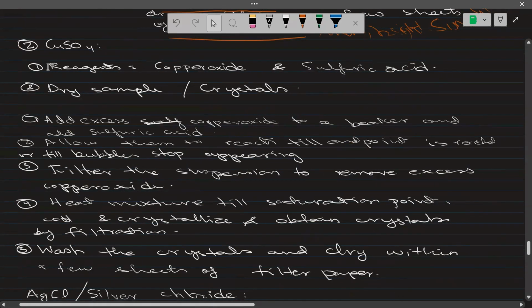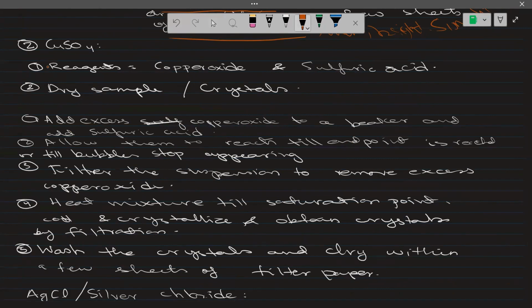Now let's take a second example, copper sulfate. In this, the first thing we'll do is the reagent: which reagent is going to be used. We take copper oxide and sulfuric acid, because sulfate comes in sulfuric acid as H2SO4, and here CuO.